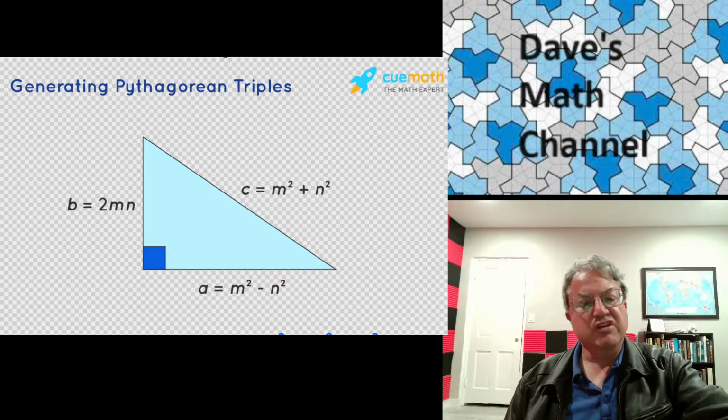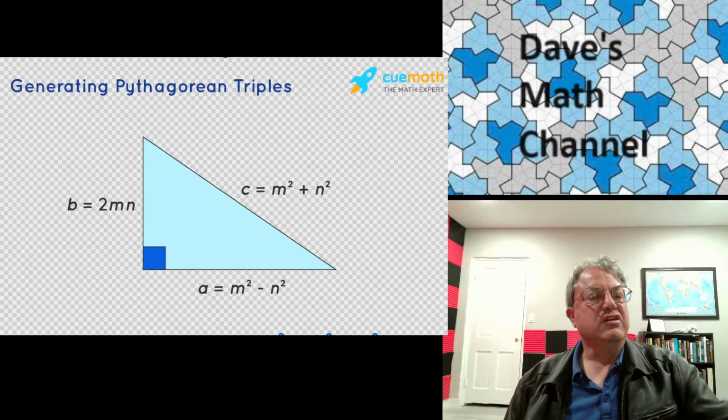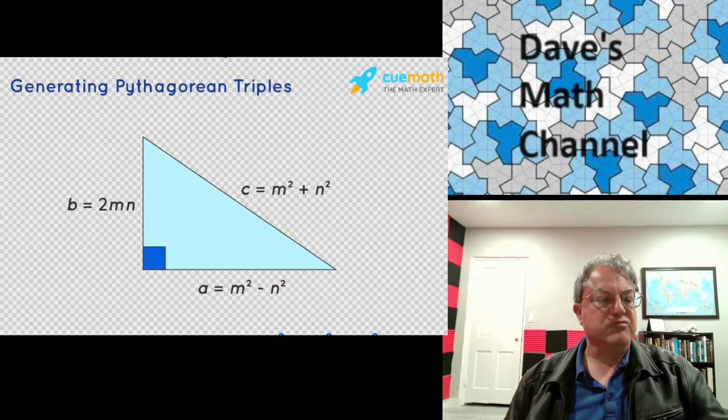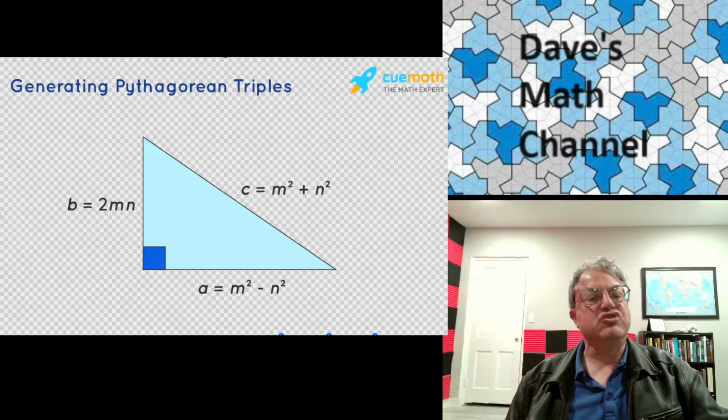There's infinitely many. You might wonder how we get these. Well, this slide shows you how to do that. It turns out the Greeks discovered this. I think it was Euclid who discovered this formula. If you pick any two positive integers, m and n, with m greater than n, then if you let a equals m squared minus n squared, b equals 2mn, and c equals m squared plus n squared, then it's necessarily true that a squared plus b squared equals c squared.